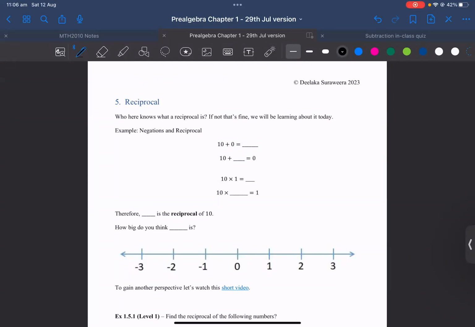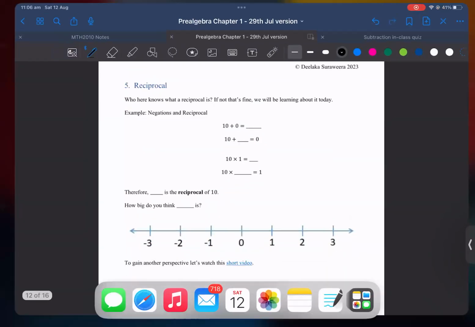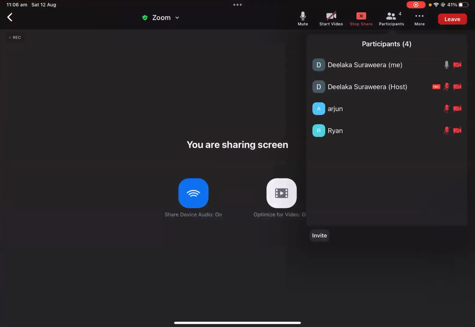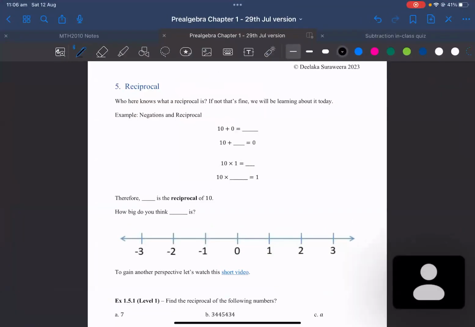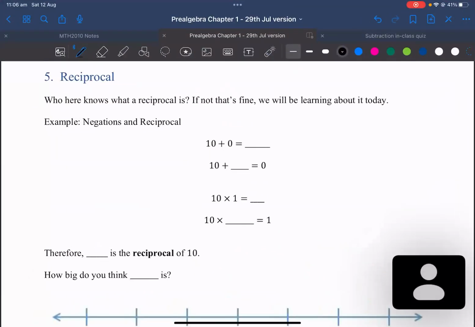Okay, so we'll start talking about the idea first. So this is page 12 now. Actually, is Ryan back? Just because I want to make sure everyone's here to talk about this. It's fine, we'll talk about this next week as well. So we're going to the fifth topic now, which is reciprocals. Reciprocals are really important when we get to fractions and also powers next chapter. That's why I'm teaching it to you now, so that it'll be a little bit easier when you get to those topics.